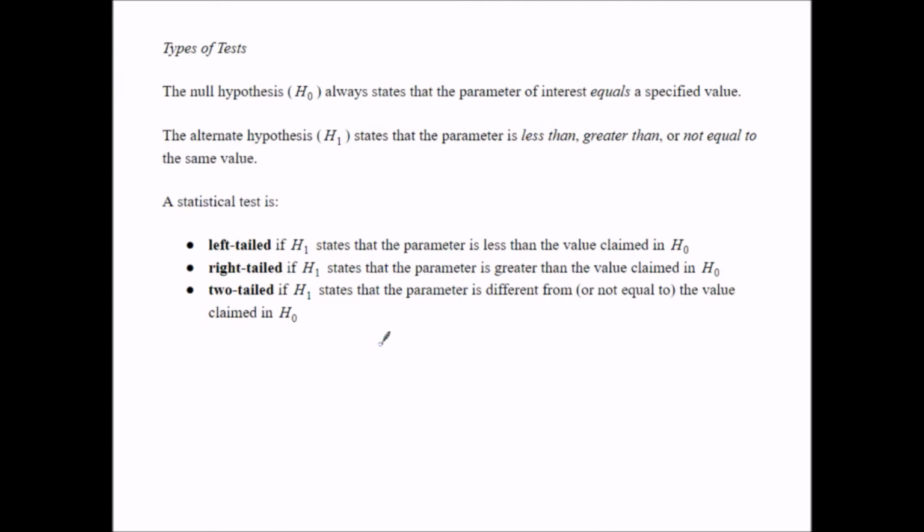So there are three types of tests: left-tailed, right-tailed, and two-tailed, and they go along with less than, greater than, and not equal to. I'm not going to read all of that to you, but basically the tails they're talking about are on a normal curve. You've got left tail, right tail, and two-tailed, so here and here. That's what they mean by tails.